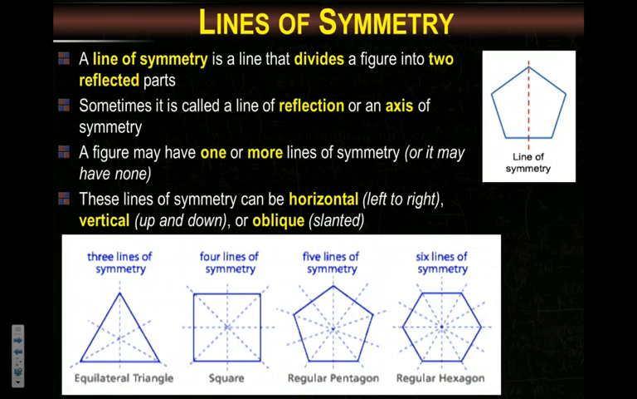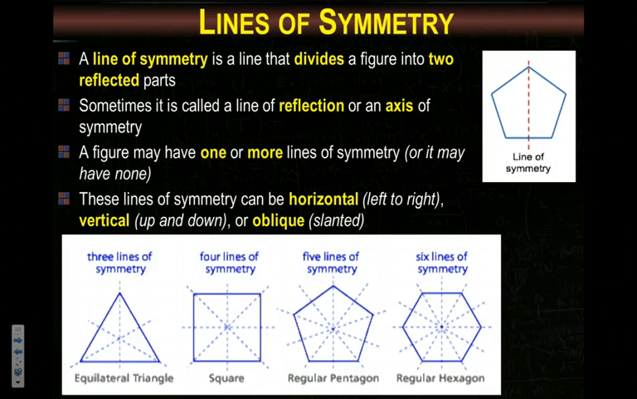Horizontal lines of symmetry. Which of these shapes has horizontal lines of symmetry on the bottom four? Shape one, two, three, or four. How many have horizontal lines of symmetry? Two and four, that's right. Notice the square has a line of symmetry that's horizontal, and the hexagon has one too. A vertical line of symmetry is like this one, up and down. How many of those have that? All four, right.